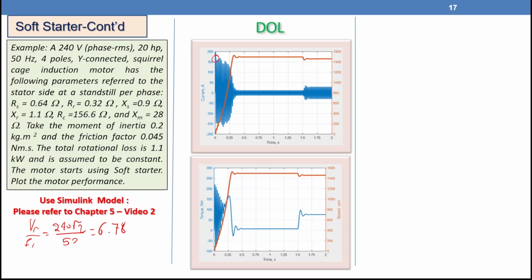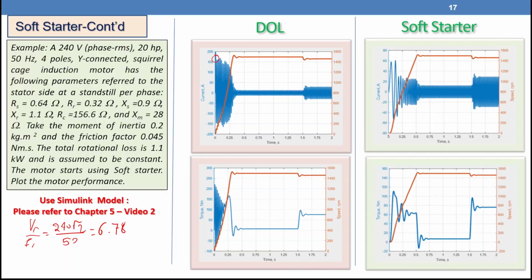But when we apply our waveform, the speed reaches steady state, which is the synchronous speed here, in 0.5 seconds, which is the time I adjusted for V over F. You can see here that the current is reduced to 60 ampere from something like 160 ampere. So we dropped the current by 100 ampere. But at the same time, we have a starting torque here.